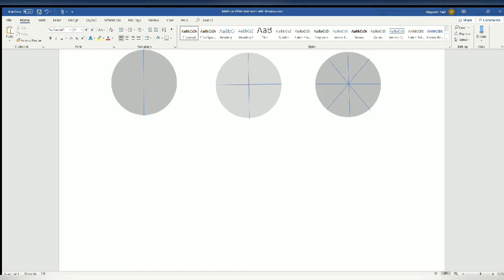So, as the number of diameters increases, the number of divisions also increases. In other words, an increase goes with an increase. We can also say the number of diameters and the number of parts are in proportion. So, let's take another example.